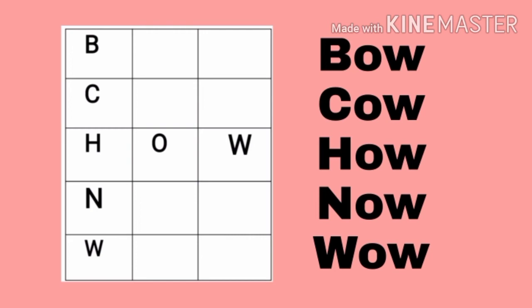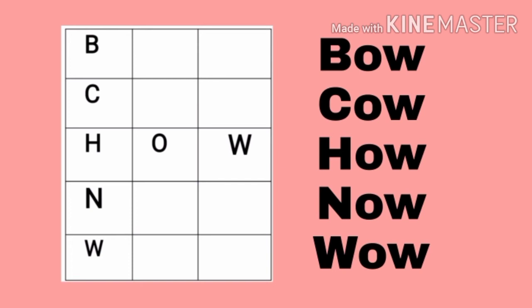So first of all we see first letter B. B's phonic sound B, and we have to add ow. So B plus ow, bow.